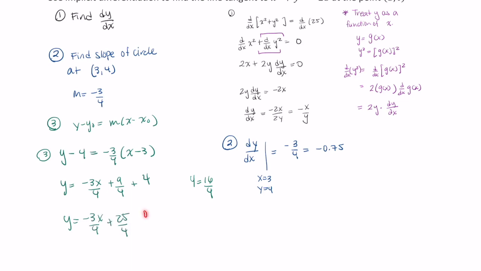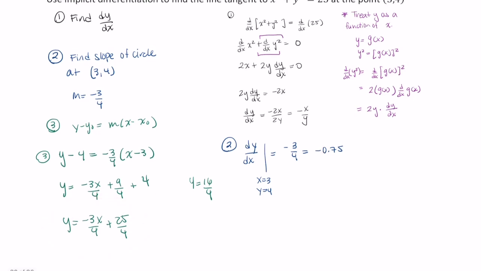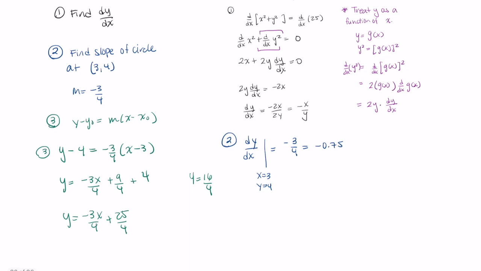So we end up with y equals negative 3x over 4 plus 25 over 4, which again is what we saw using technology. And again, to refresh your memory, here is what we got using GeoGebra, and here's what we got using implicit differentiation. Both equations are equivalent. One's just in the form of fractions. The other one is in the form of decimals. I hope you found this video helpful.